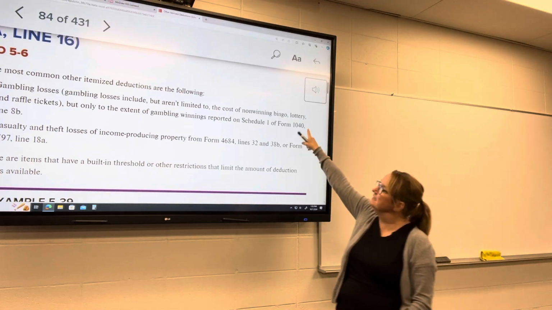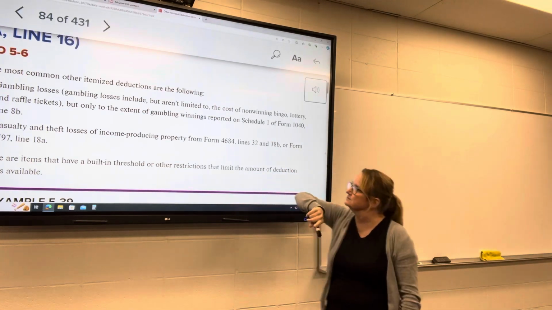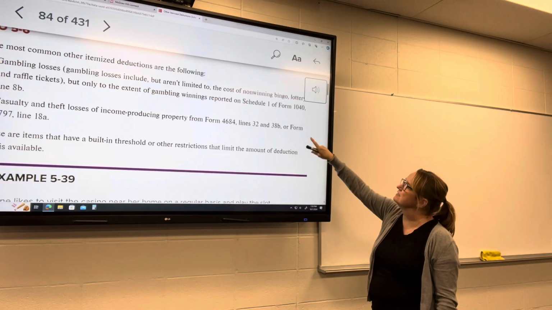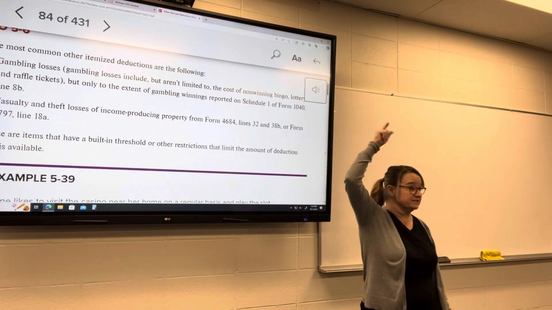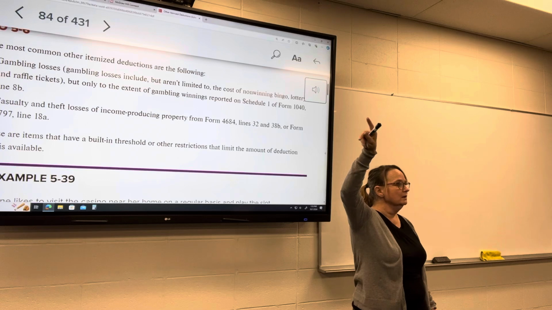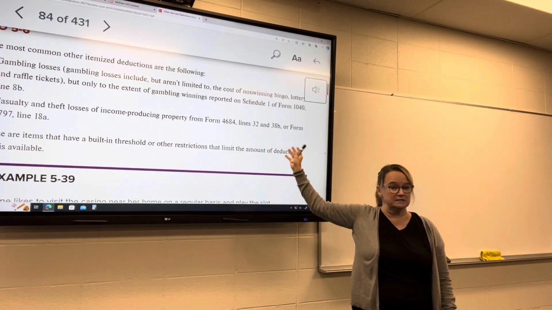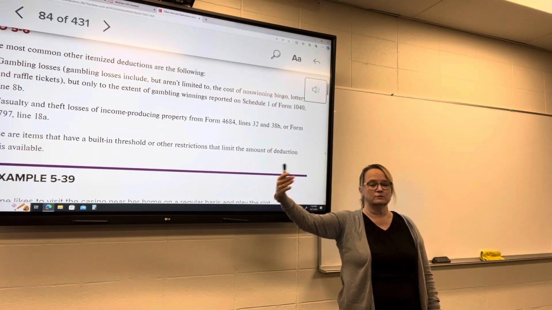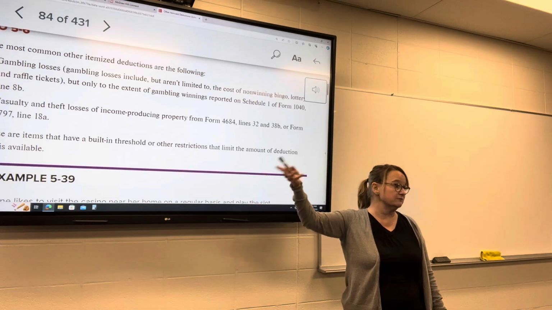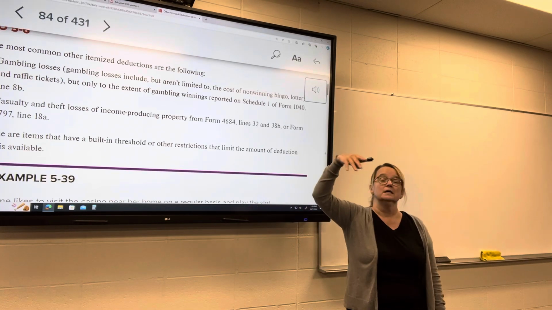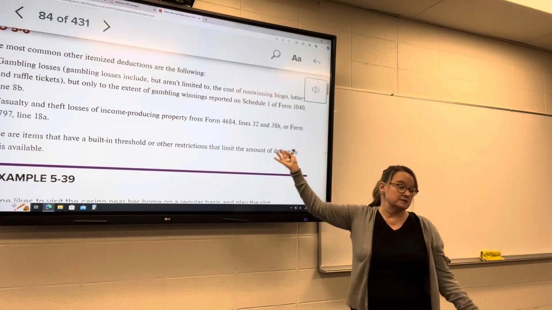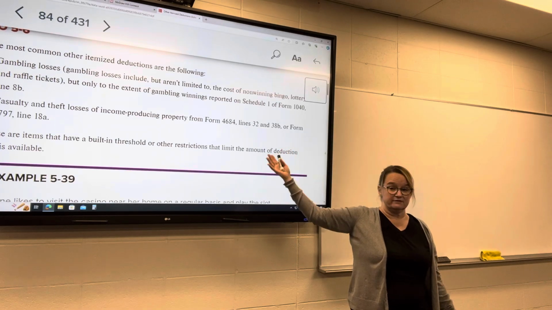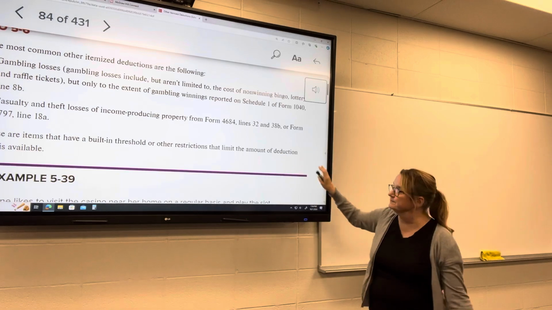Cost of non-winning bingo, lottery, and raffle tickets, but only to the extent of gambling winnings, and those are reported on Schedule 1. So again, if you don't get to itemize your deductions, or you don't have losses to offset those winnings, well, first off, you're lucky if you don't have any losses to offset them, but then you don't get anything to offset it. You just have to pay tax on the winnings.